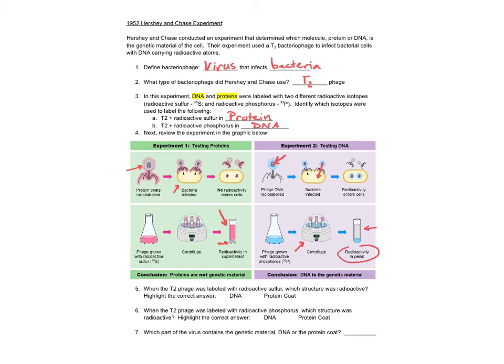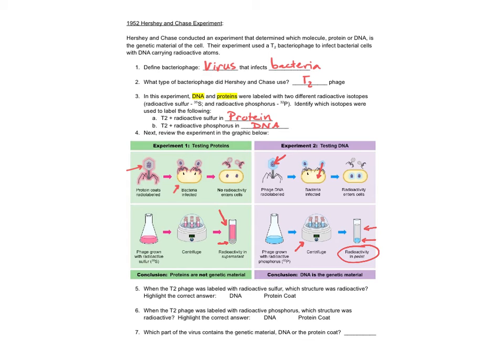All of the radioactivity was in the pellet at the bottom, and that means that the radioactivity had to be inside of the bacteria cells. So the DNA was actually inside of the bacteria cell, and that's what caused the infection and could have the bacteria start to make new virus parts.